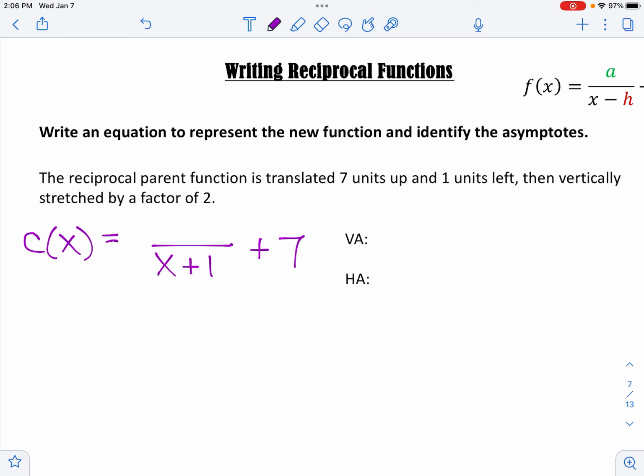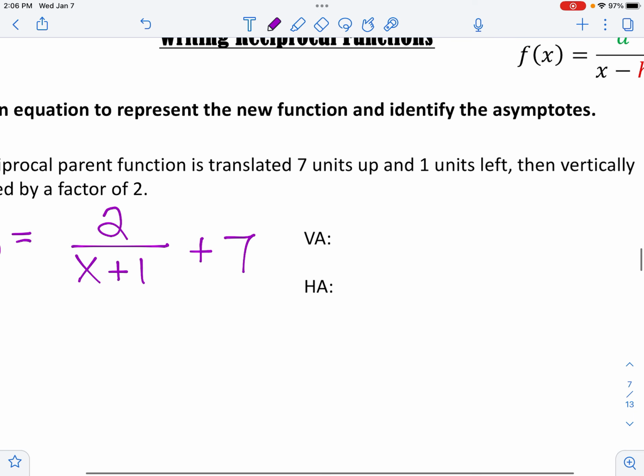Because opposite. Normally, to the left is negative. I want to do the opposite, so it's positive. And then vertically stretched by a factor of 2. So 2. Now, they don't say anything about reflected across the x-axis, so I don't have any negative there with the 2. Okay, my vertical asymptote would be when that denominator is equal to 0, so that would be negative 1. My horizontal asymptote would be y equals 7. That's just going to be that always, so that's a little easier.